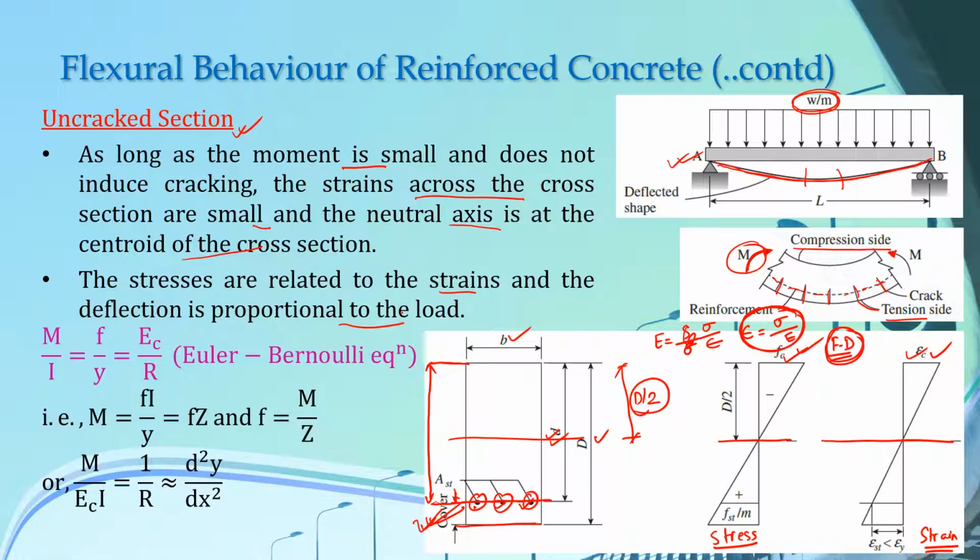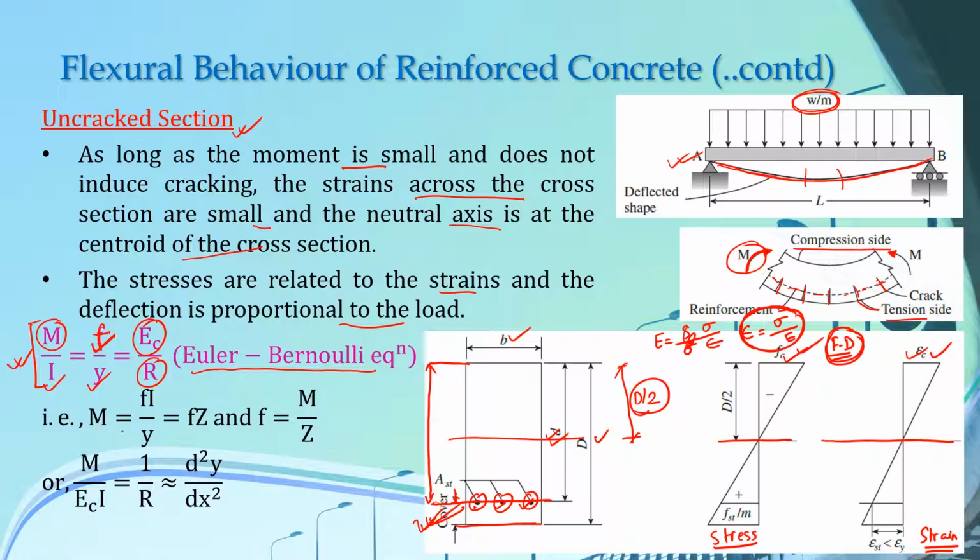So in this case, when both the stress and strain behavior are linear, then this Euler-Bernoulli equation applies to our uncracked section. You have derived this equation while studying strength of materials. M represents the moment, I is the second moment of area, F is the stress, Y is the distance from the neutral axis to that layer where this stress F is developed. EC is the modulus of elasticity and R is the curvature.